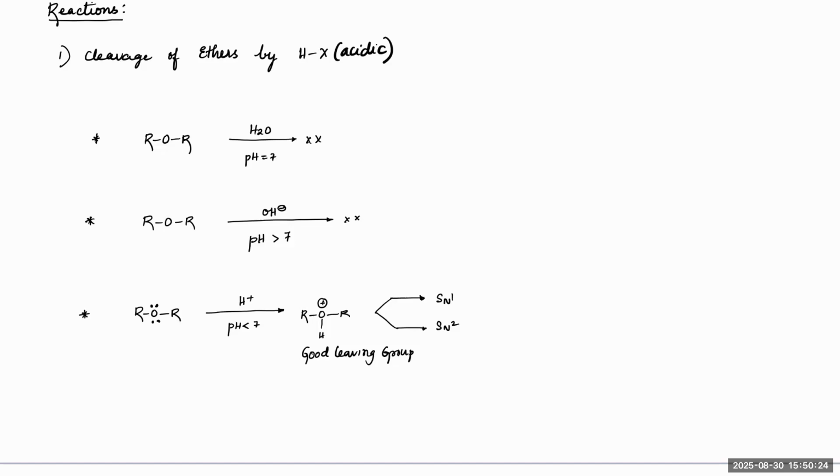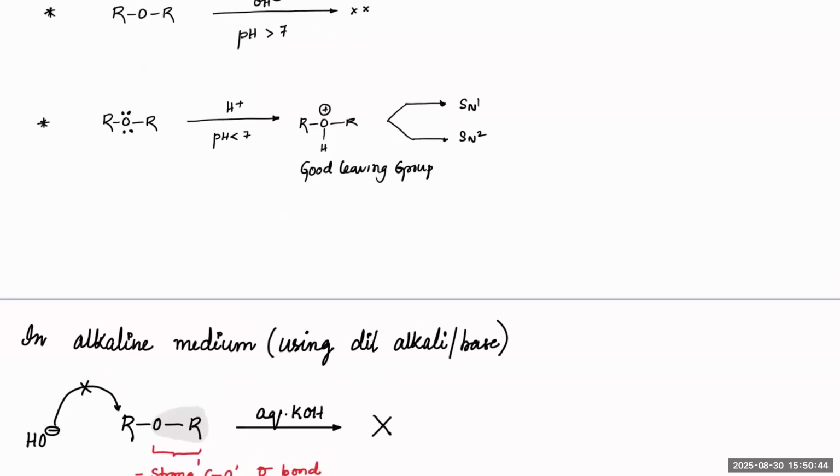So if the pH is less than 7, then the oxygen can get protonated, take H plus, and try to make one of the groups a leaving group. Either this side it will become an alcohol and a leaving group, or this side it will become an alcohol and a leaving group. And to leave that, some nucleophile has to attack, right? So the nucleophile can attack here or here, and it can proceed via SN1 or SN2 mechanism.